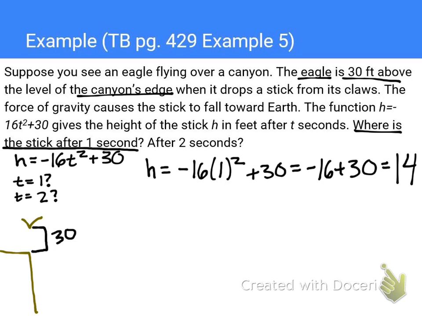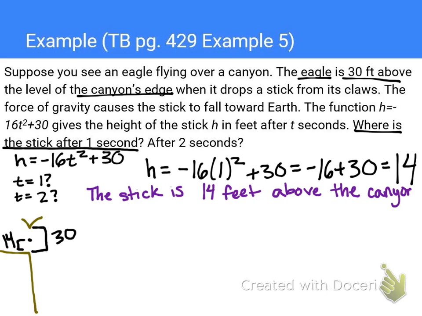Then we just found that at 1 second, the height of the stick is 14 feet. So it's dropping the stick. And this measurement from the stick to the canyon edge is now 14 feet. Okay, so to write this in a complete sentence, I would say that the stick is 14 feet above the canyon's edge, okay? So similar to how they describe the eagle, right? So after 1 second, the stick is going to be 14 feet above the canyon instead of the original 30 feet that it was above the canyon when the eagle was holding it. Okay? So that's the first part. Now we want to know what about after 2 seconds. So now I'm going to plug in 2 to my equation.